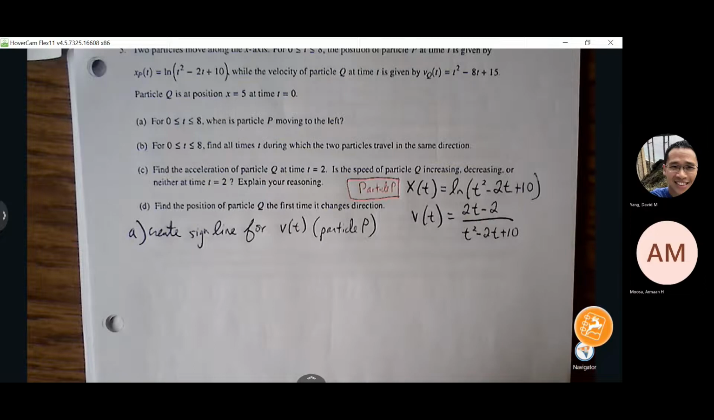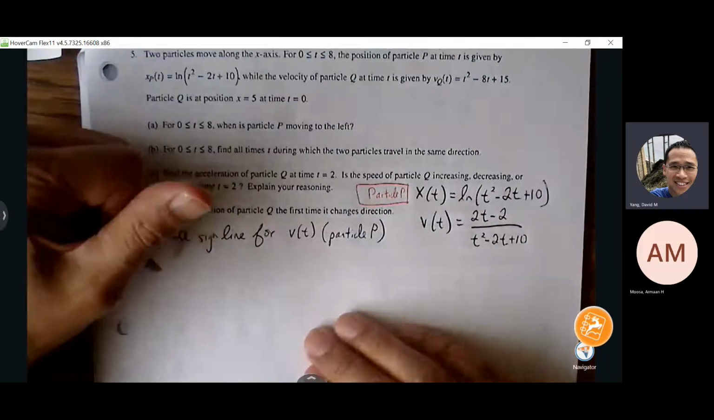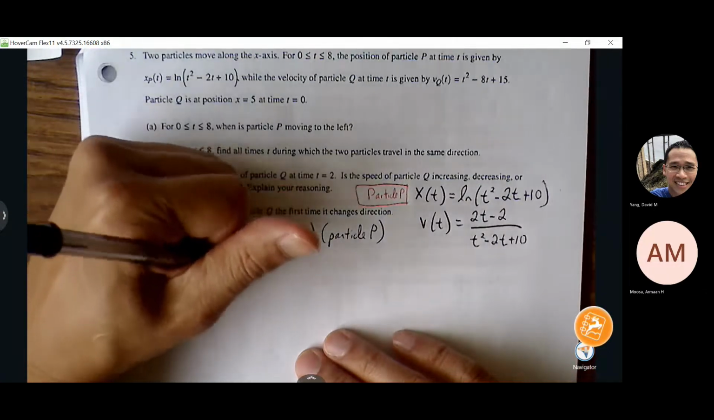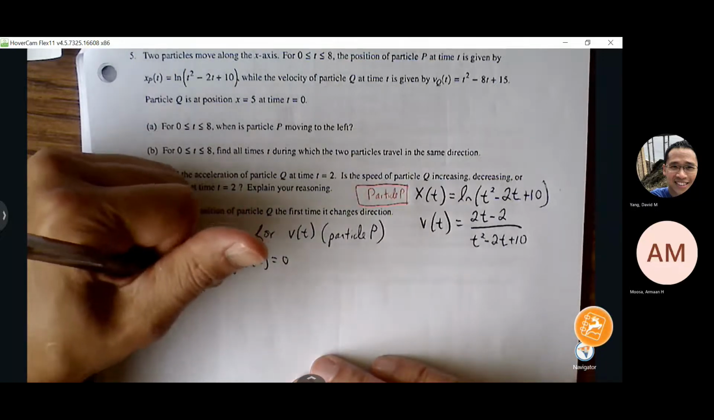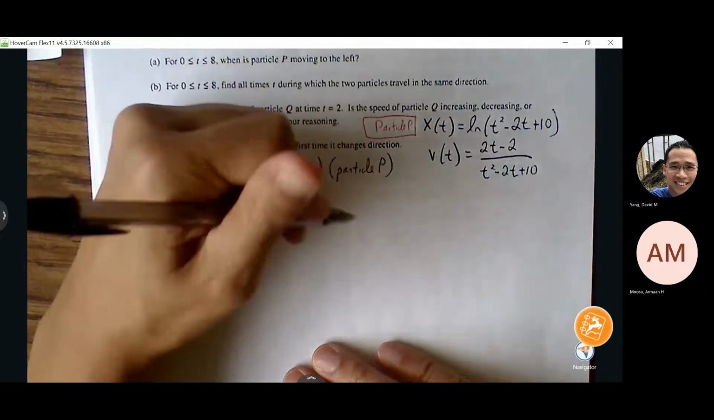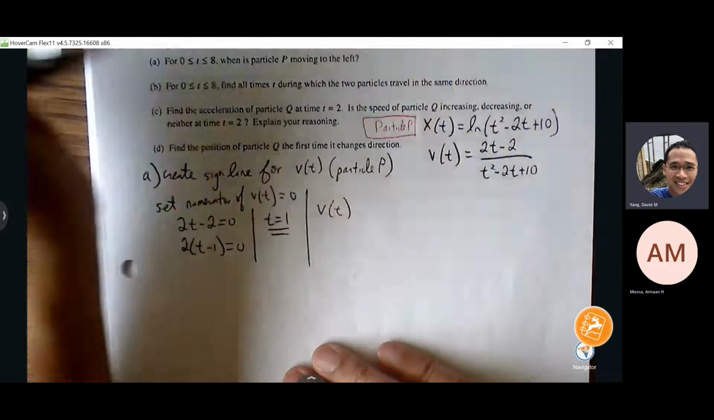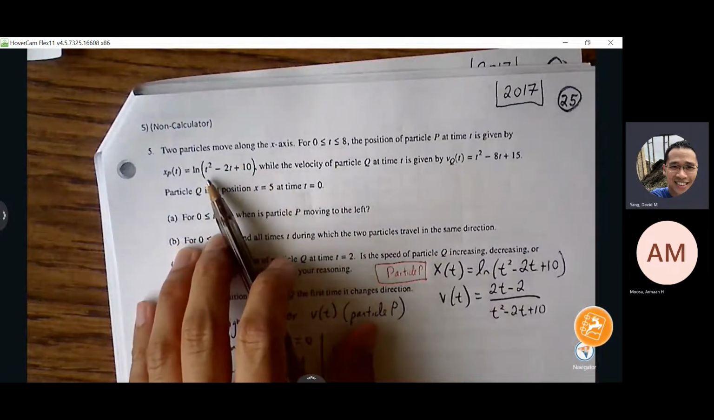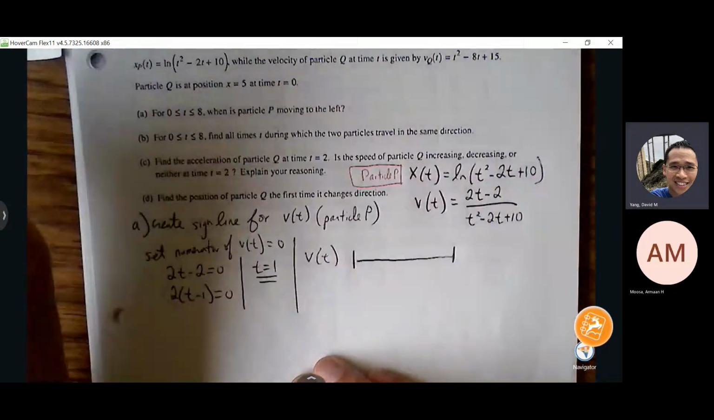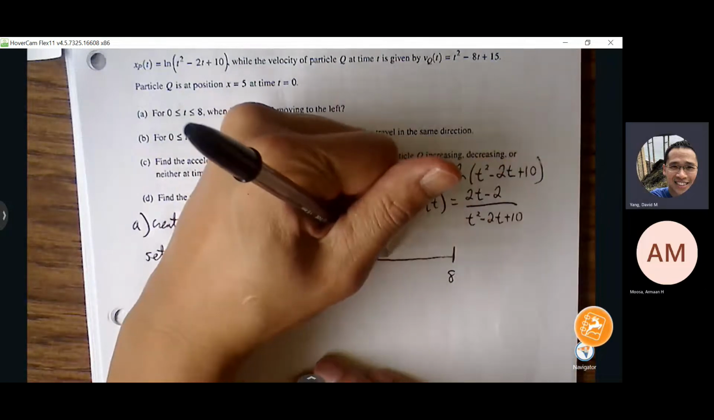Okay, so we just focus our attention on the numerator to find our critical points. Okay, factor out a 2. t equals 1. Okay, so create our velocity sign line. All right, we know that with natural log functions, nothing can exist to the left of 0. We're kind of bounded by 0 as our left endpoint. Okay, we know we're going from 0 to 8. And there's one critical point, and that's at 1.